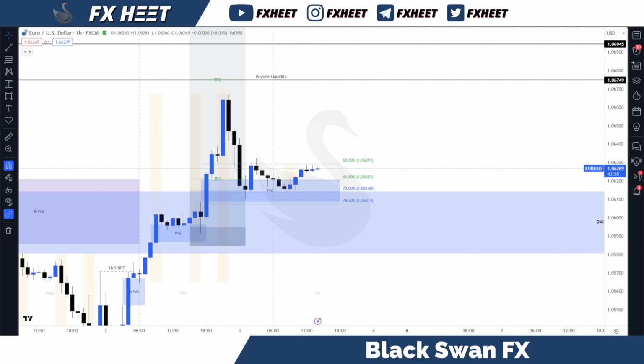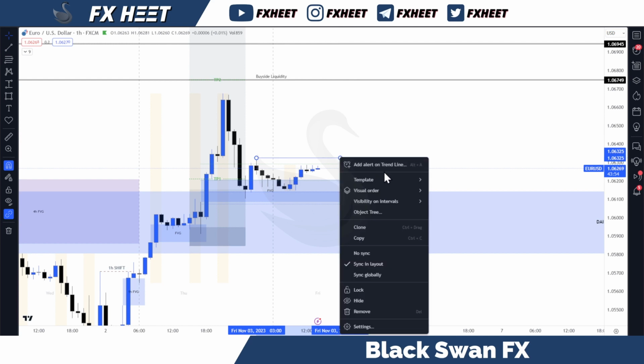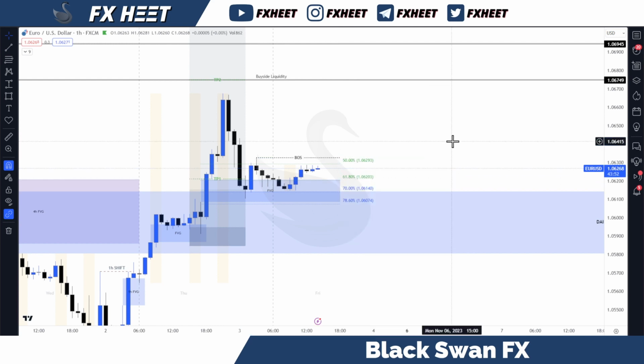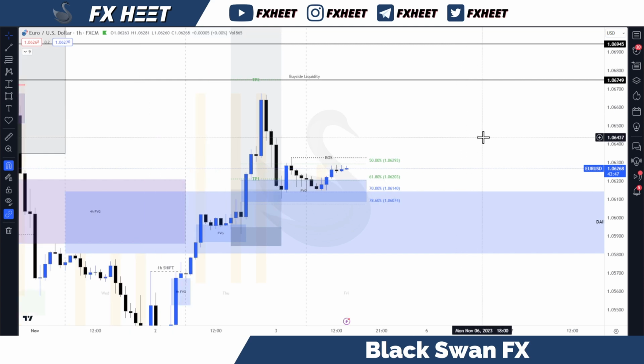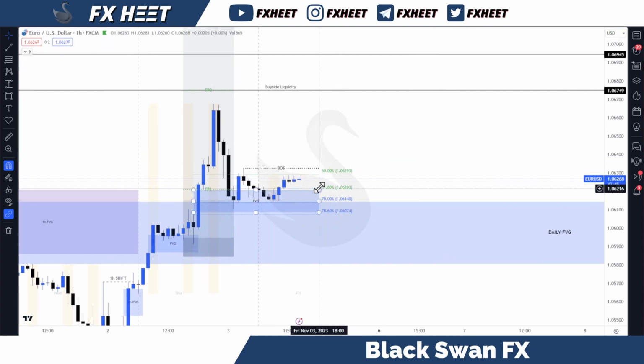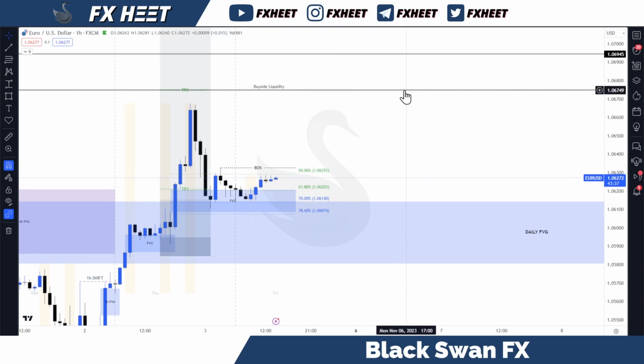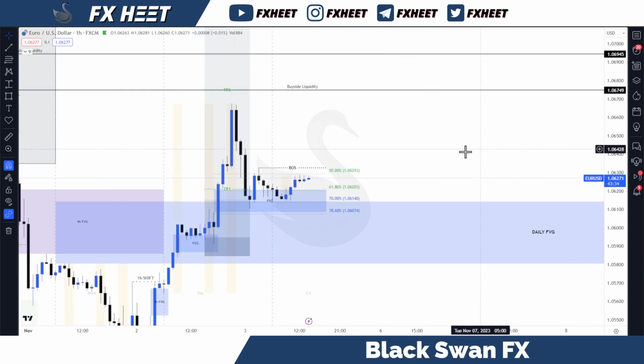Ideally, if we get a break of this candle right here, I would be really interested in looking for longs. So some kind of manipulation or pullback thereafter, and then trying to find a shift and a long entry targeting the buy side liquidity above.